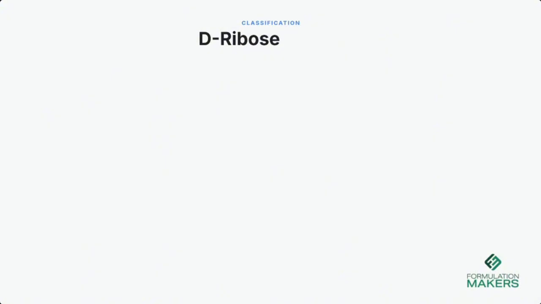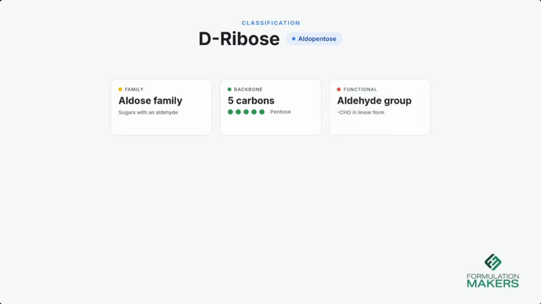The form you actually see in nature is D-ribose. L-ribose is the mirror version, but it isn't found naturally. More specifically, D-ribose is an aldopentose. That means it belongs to the 5 carbon sugars and carries an aldehyde group in its linear form. So chemically, it's a ribose within that aldose family.